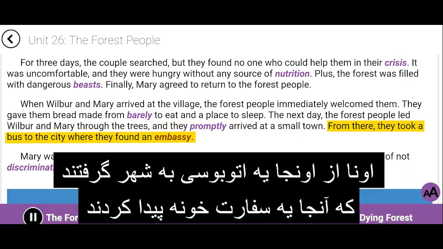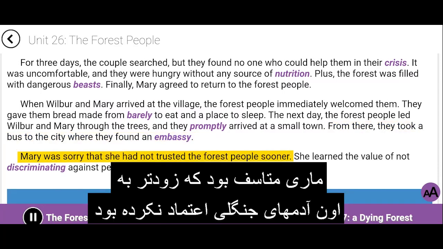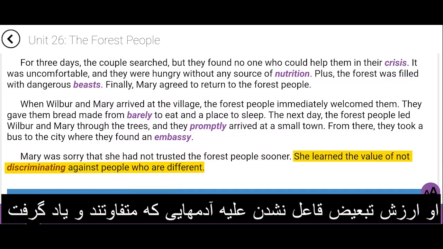town. From there, they took a bus to the city, where they found an embassy. Mary was sorry that she had not trusted the forest people sooner. She learned the value of not discriminating against people who are different.